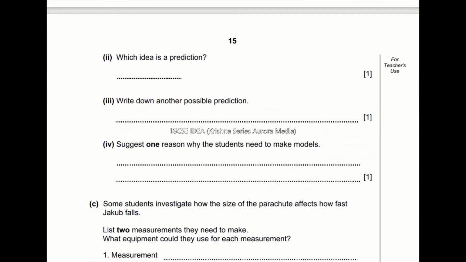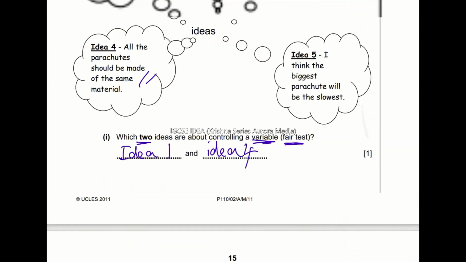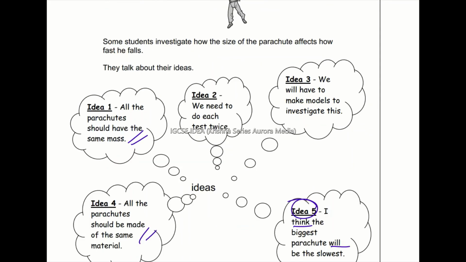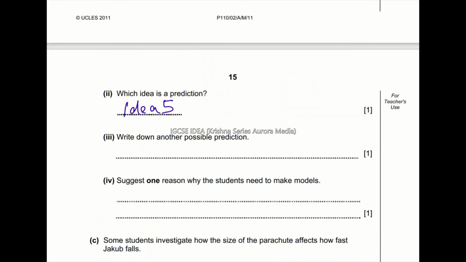2. Which idea is a prediction? Well, idea 5, as he's using words like think and will, which indicate a prediction. I think the biggest parachute will be the slowest. So it is a prediction. Yes, idea 5. Okay. 3.